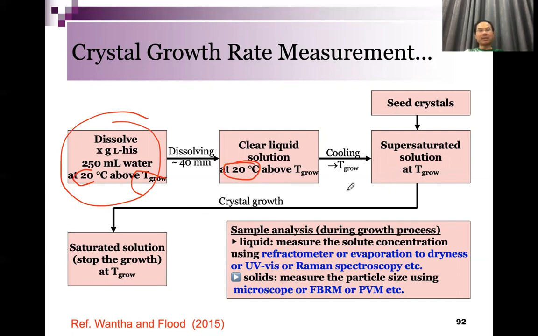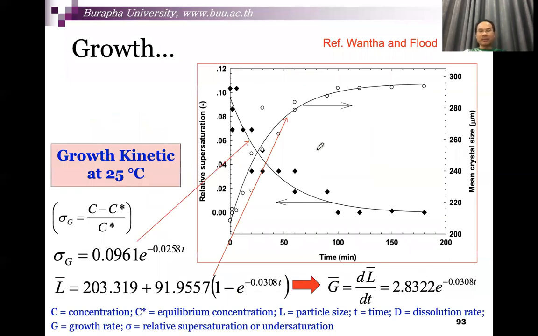And then during this, you take samples. You sample the liquid to measure the concentration. You can measure by FBRM, by refractometer, or evaporative dynamic, or Raman. We have a lot of techniques. And also for the solid, you measure the particle size, maybe by FBRM, microscope, or PVM that I talked about previously. For this case, we measure the concentration and size with respect to time, at time intervals. And then we plot.